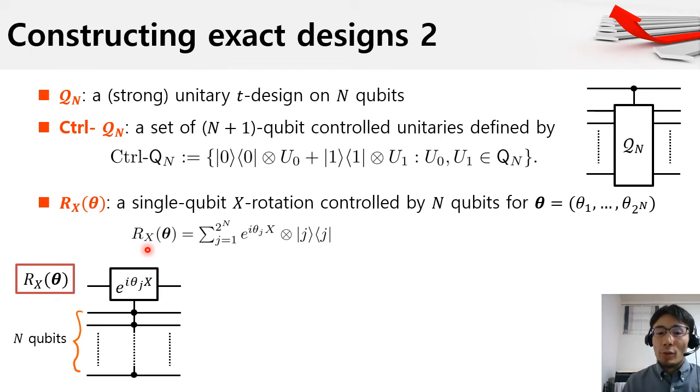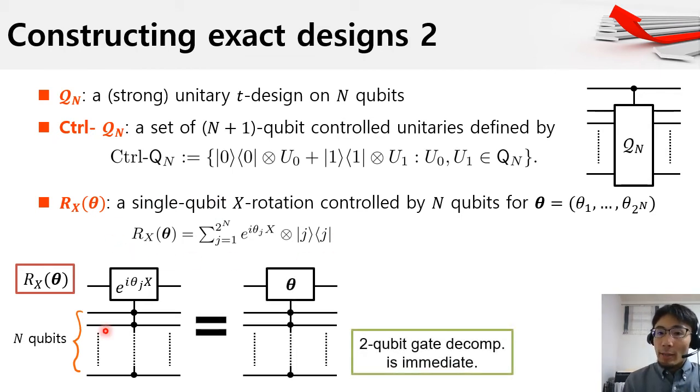So this is a single qubit X rotation controlled by n qubits. This is a quantum circuit, and we just apply a single qubit X rotation onto the first qubit, but the rotation angle depends on the n qubits. This is the definition of Rx of theta, and in the next slide, we just write this Rx of theta in this way.